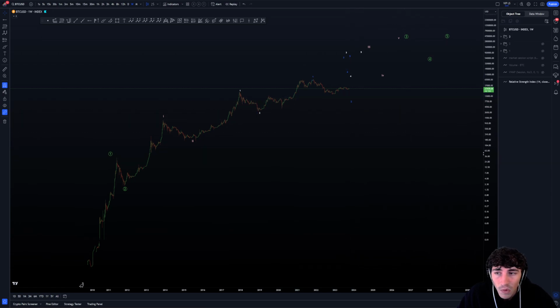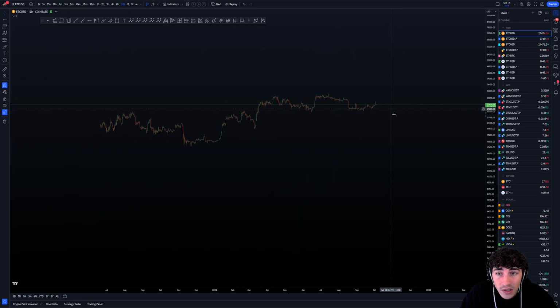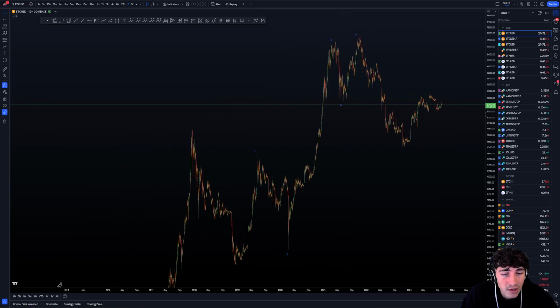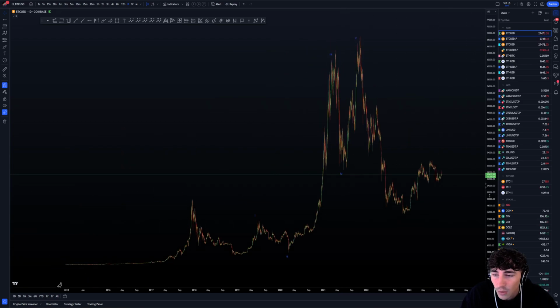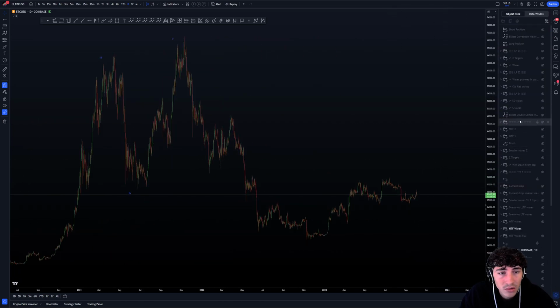Both are valid. So now we can go on Coinbase. I do prefer Coinbase for my charting, simply because the chart is much better. We don't have scam wicks everywhere and stuff like that. Again, you can pick whatever you want. You can pick Binance or whatever. I just don't personally like it for my charting, but it's a personal opinion. You do whatever you want.